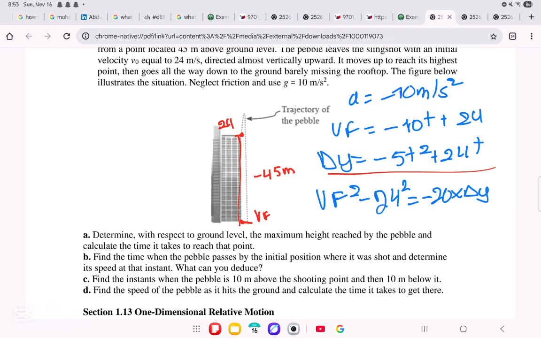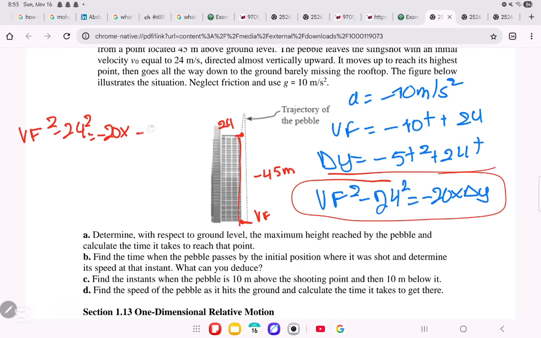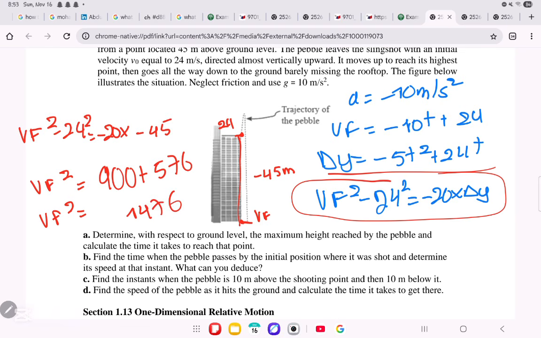V final squared minus 24 squared is equal to minus 20 times delta y, which is minus 45. V final squared is equal to minus 20 times minus 45, that's 900, plus 24 squared, how much is that? 576. 900 plus 576, that's v final squared equal to 1476. How do I find v final then? I do the radical. Radical 1476, I will get 38.41, right? This is my answer.